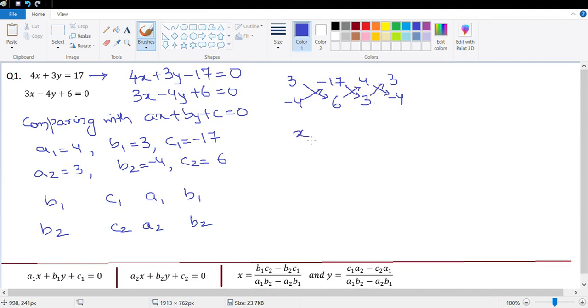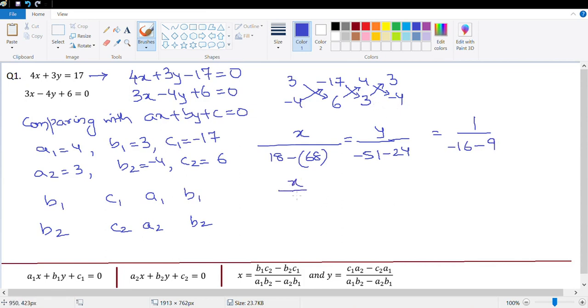So let's write this x upon 3 into 6, that's 18, minus negative 4 into negative 17, that's plus 68. Yes, that's correct. Negative 4 into negative 17, that's plus 68, is equal to y upon negative 17 into 3, that's negative 51, minus 6 into 4, that's negative 24, is equal to 1 upon 4 into negative 4, that's negative 16, minus 3 into 3, that's 9.